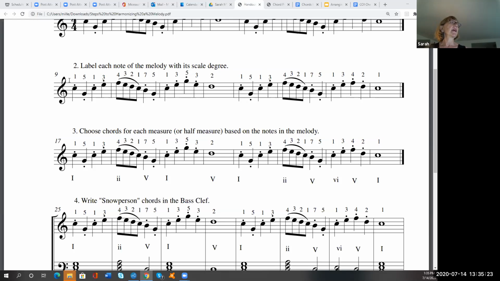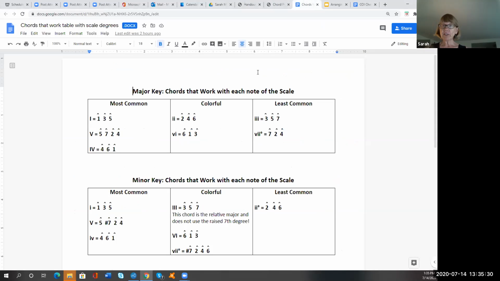Okay. And then I look at, I think it's this sheet. Can you see this one now? Major key chords that work with each note. Kevin, do you see it? Good. Okay. So if I have 1, 3, and 5, those are the notes in the 1 chord. 5, 7, 2, 4, those are the notes in the 5 chord. 4, 6, 1, those are the notes in the 4 chord. In a major key, these 3 are the most common ones that are used.